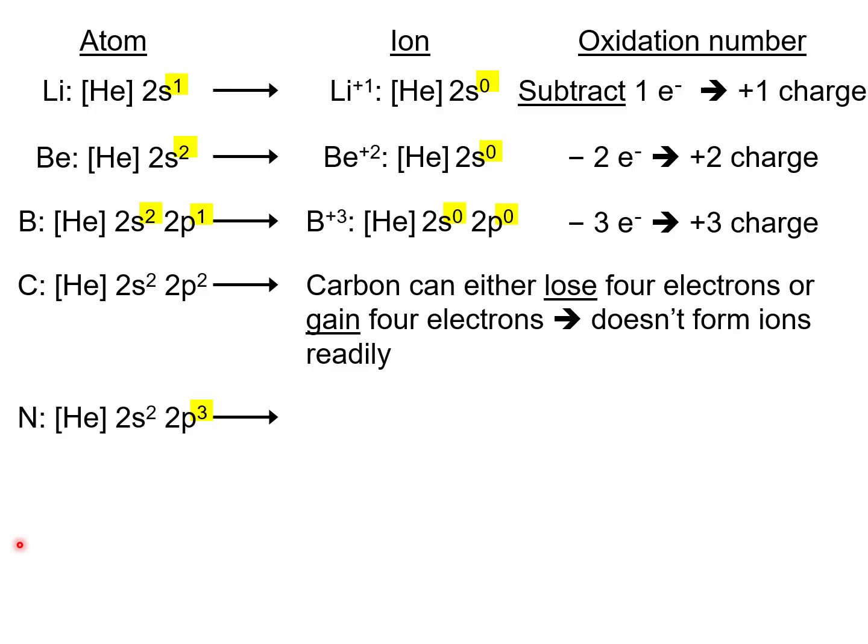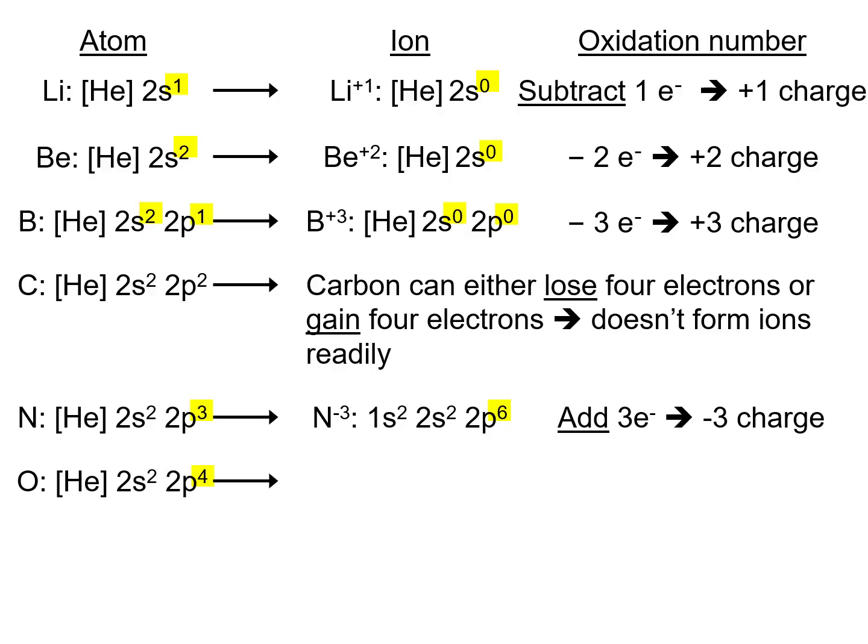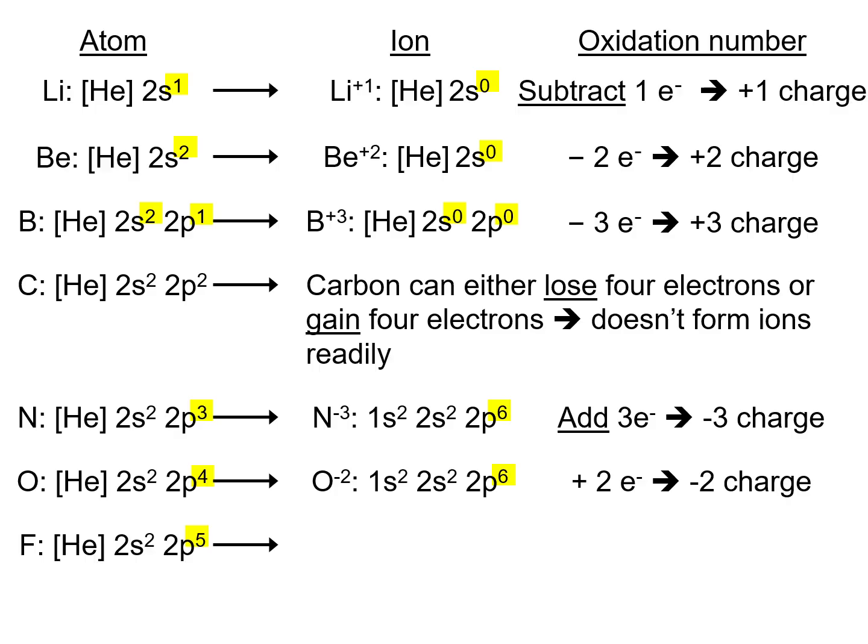Continuing with the trend, nitrogen has 5 valence electrons. Now it requires less energy to add 3 electrons than it does to subtract 5, so that's what it does. Notice they go into the p orbitals because those still had some space, and you end up with an anion with a -3 charge. Oxygen, same idea, you end up with a -2 charge on the oxygen. Oh, and charges are also called oxidation numbers. And then fluorine, you only need 1 more electron, and then it's just like neon. And so that's what fluorine does.